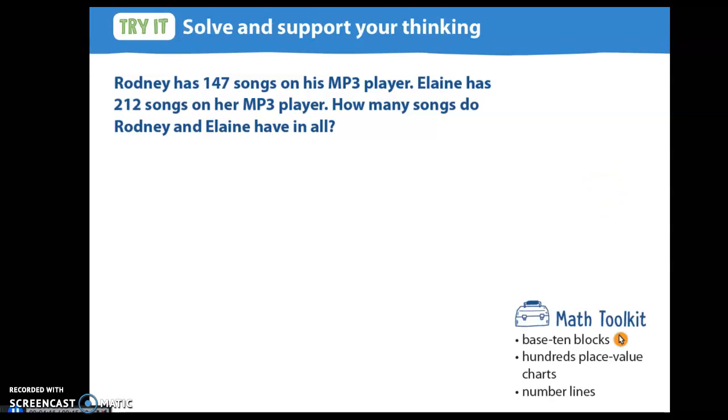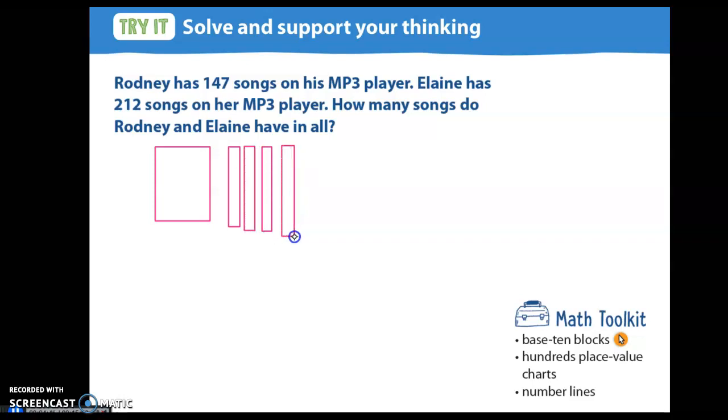Just try it, solve, and support your thinking. Well, what I did was I used base 10 blocks. I have hundreds here. So for 147, this is a 100 block. I have one of those. I have 4 tens. I have another one here, 4 tens. And then I have 7 ones, sorry.